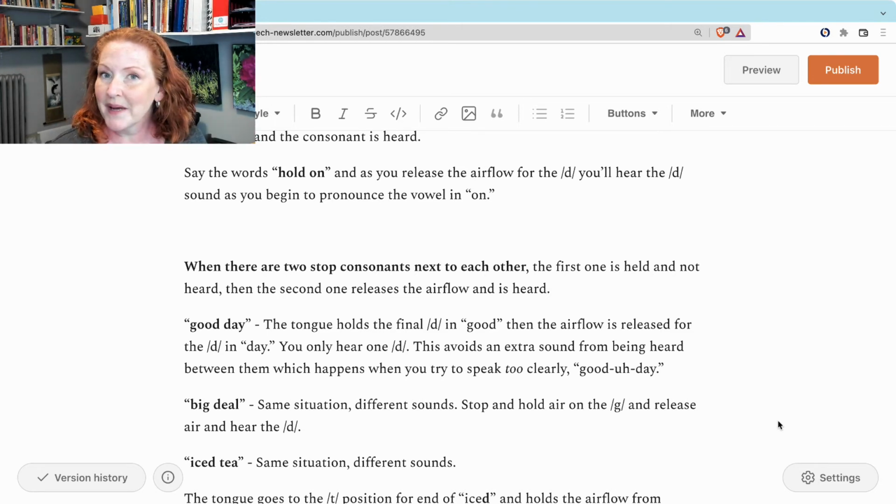Big deal. It doesn't matter which stop consonants are next to each other, and it can be other sounds as well, but big deal. I wanted to give an example of something in the complete back of the mouth. Big, big. The back of your tongue goes up and stops the air for big, big deal. So now the back of my tongue stops it for the G, and then it goes up for the D, deal. So it's the same situation.